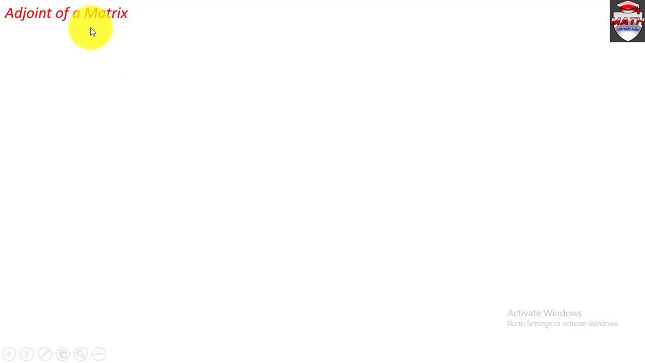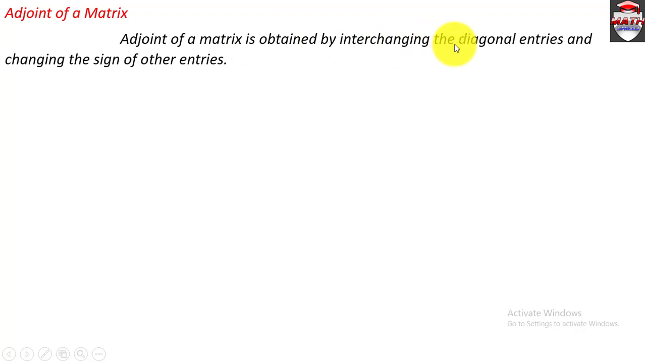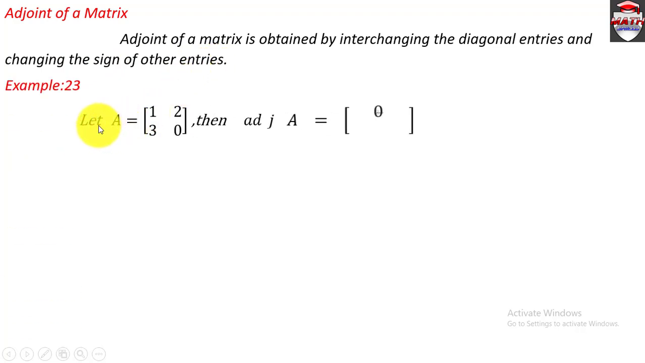Adjoint of a matrix. The adjoint of a matrix is obtained by interchanging the diagonal entries and changing the signs of the other entries. Example: let matrix A be the matrix with elements 1, 2, 3 and 0. Then the adjoint of matrix A is the matrix having elements 0, negative 2, negative 3 and 1. The adjoint of a matrix A is obtained by interchanging the diagonal entries and changing the signs of the other entries.